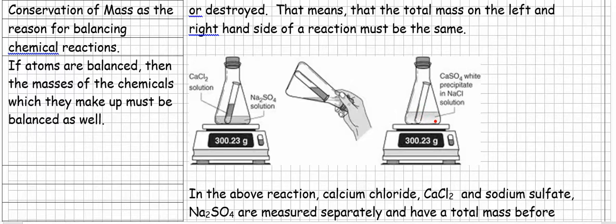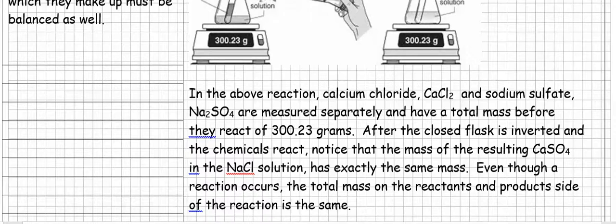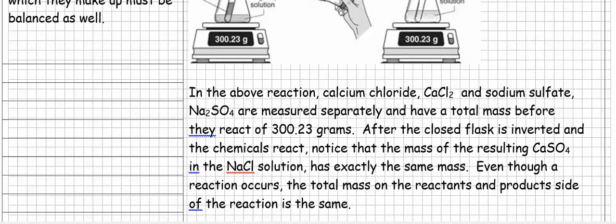It's one complete mixture. What is the total? It was 300.23 grams. Now the scale says exactly the same, 300.23 grams. But notice now that we have a new compound. In fact, CaSO4 is a precipitate in an NaCl solution, right? So what's happening here? Why is it the same? Well, it's because of conservation of matter, conservation of mass. In other words, matter can't be created, it can't be destroyed.